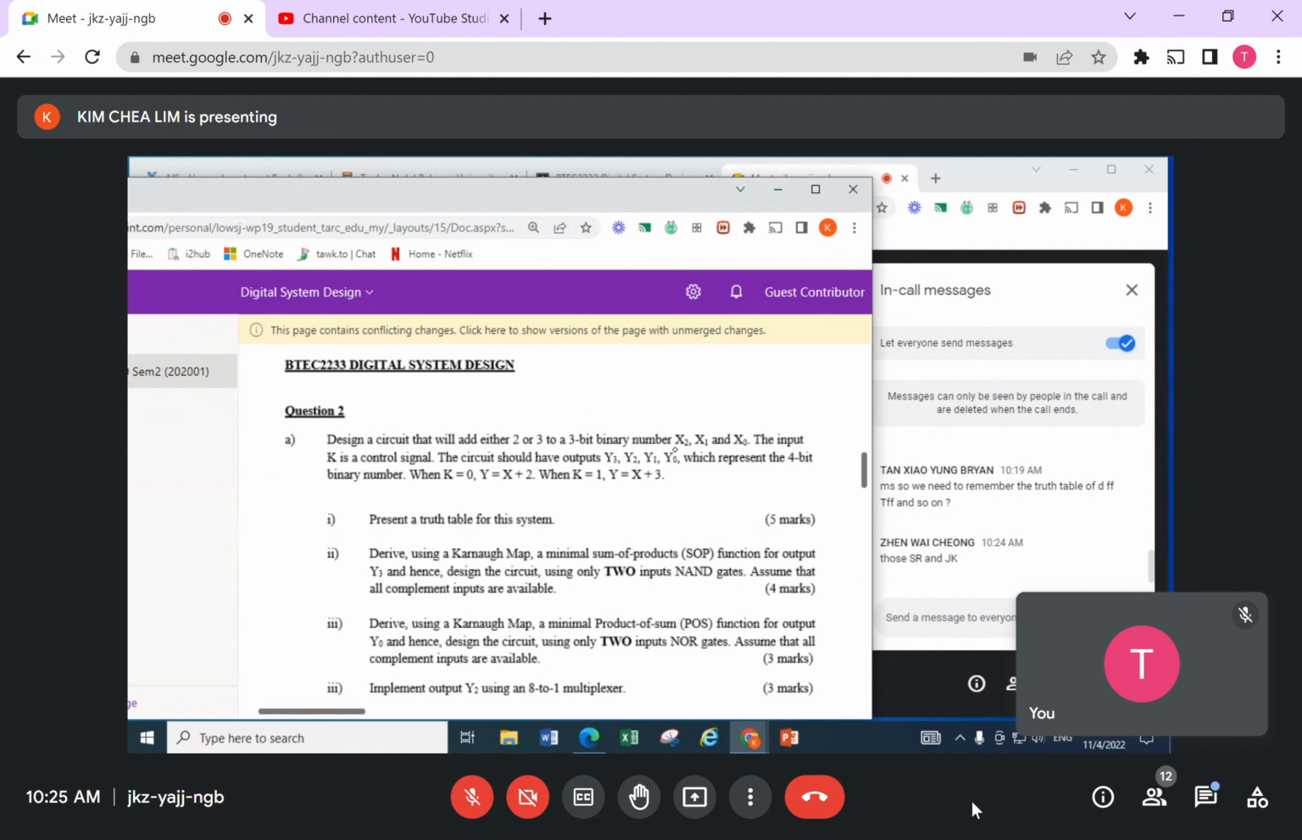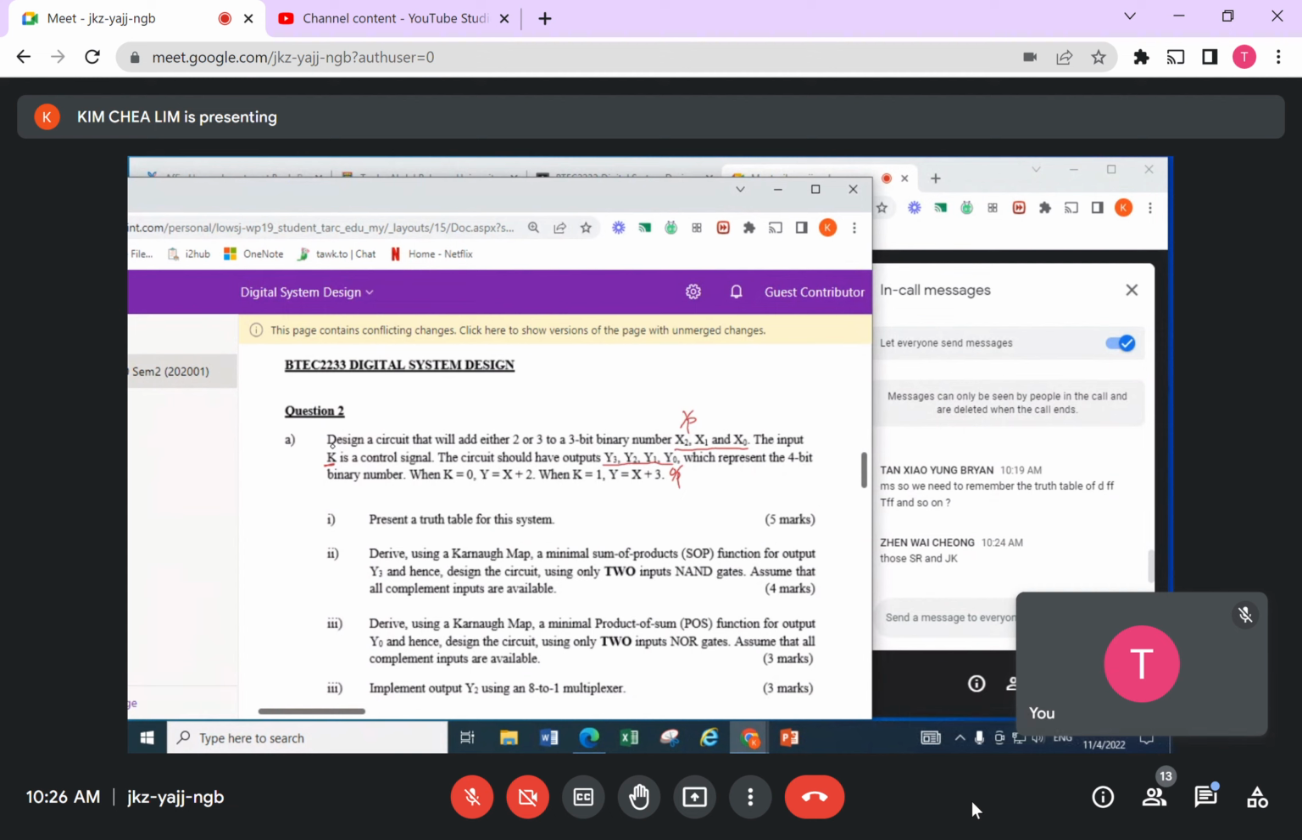This one here are the inputs. Then another input comes in called K. K is the control signal. This circuit should have output. Of course, these 4 bits form the output, which represents the 4-bit binary number.